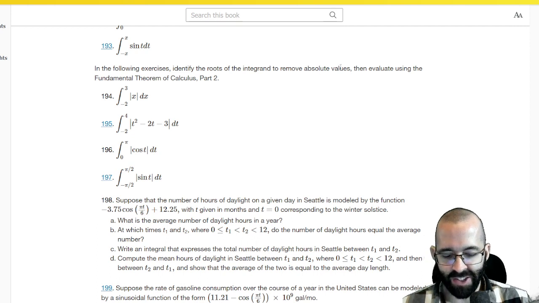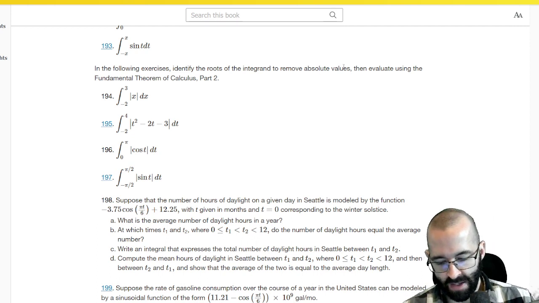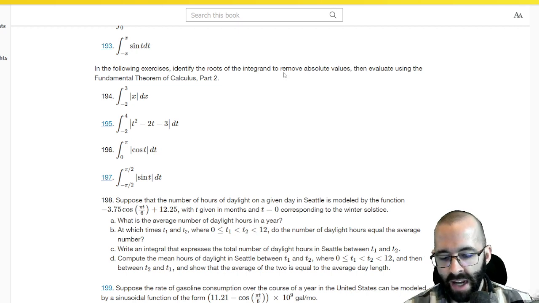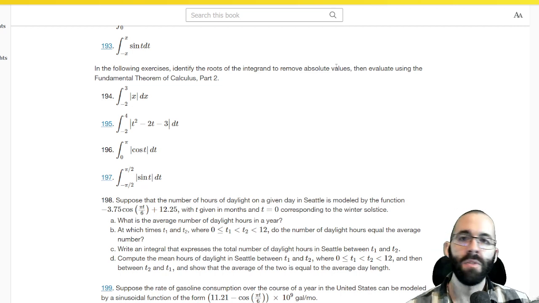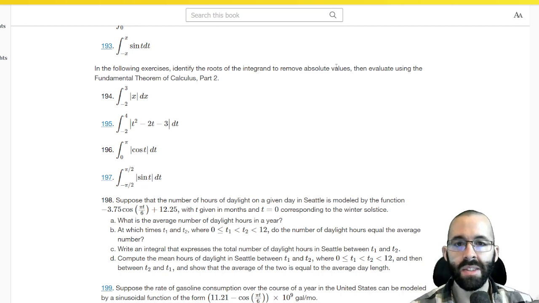Yeah, I specifically chose this one because I thought it'd be kind of tricky. Many students probably won't have seen something like this before. "Identify the roots of the integrand to remove absolute values." Before we even start this problem, I want to explain what that means.